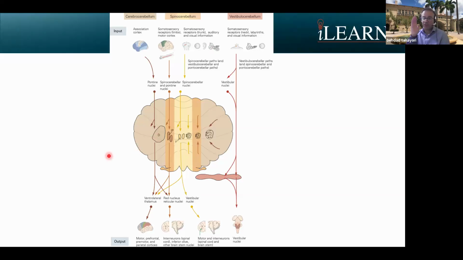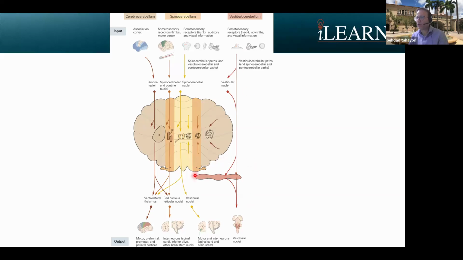All right, so now you can appreciate that there is a functional organization here. You can say the flocculonodular is a separate processor. The lateral hemispheres are a separate processor. The vermis and the intermediate zone are also another separate processor. And remember, we have right side and left side cerebellum, correct? So we have right vermis, left vermis, right intermediate, left intermediate, right flocculonodular, left flocculonodular. And then you would see that they send information back to certain areas. Again, there are some overlaps, but you can see that segregation.